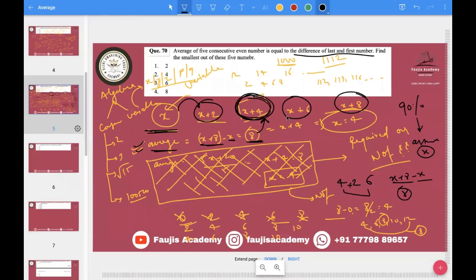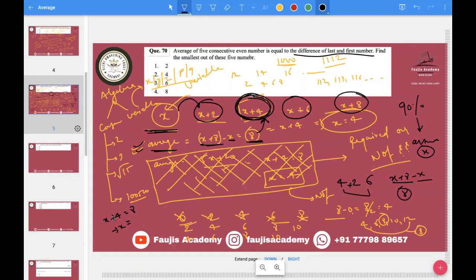Or otherwise, you add all of this and divide by 5, which I said this resource is not with us. So x plus 4 is equal to 8. So in that case, x is equal to what?